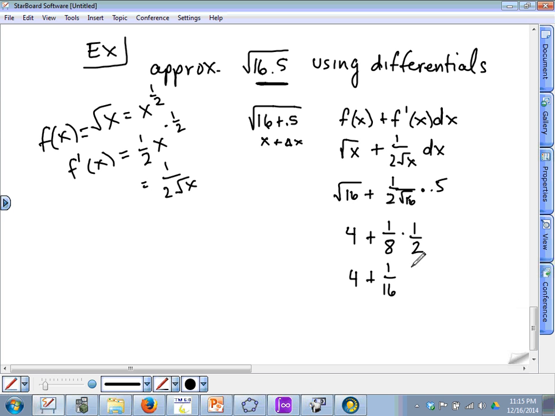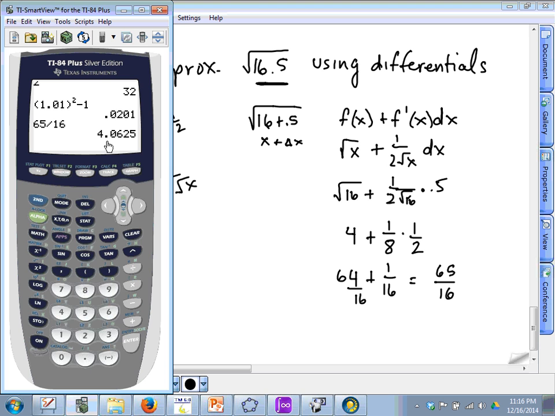So combine this. Just adding fractions like you do, it's no big deal. Multiply this by 16 over 16. 16 times 4 is 64. So this is 64 sixteenths. So this is 65 sixteenths. So on a calculator here, 65 sixteenths is 4.0625.